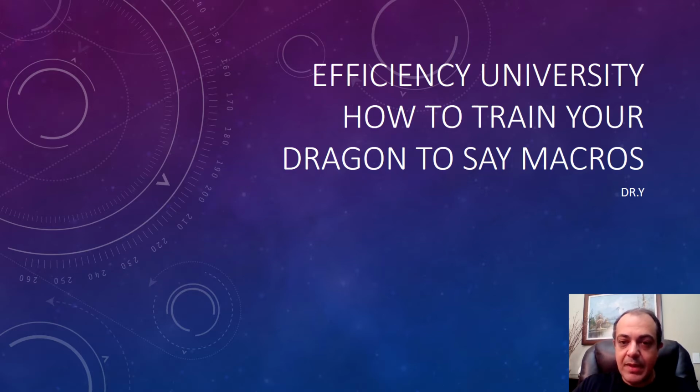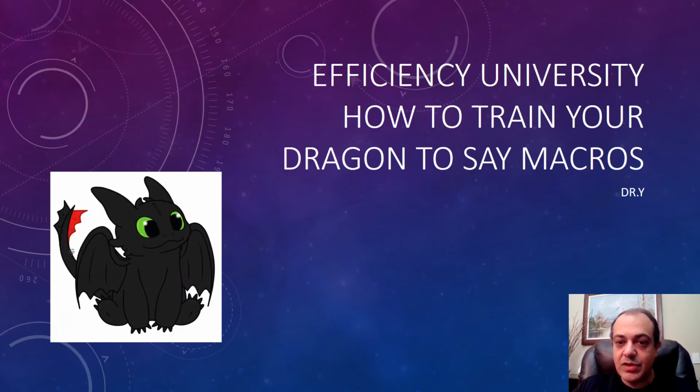We talked last time about how to make macros, how to do them on ECW, which is an outpatient software that we use. Today, we're going to see how to train your Dragon to say macros. The Dragon is the voice recognition software that we use a lot, and it's very helpful to have your macros on the Dragon. We shall see how.